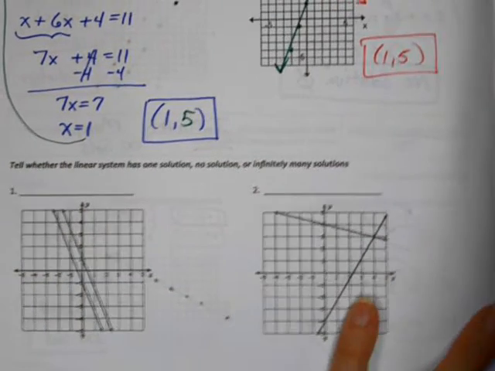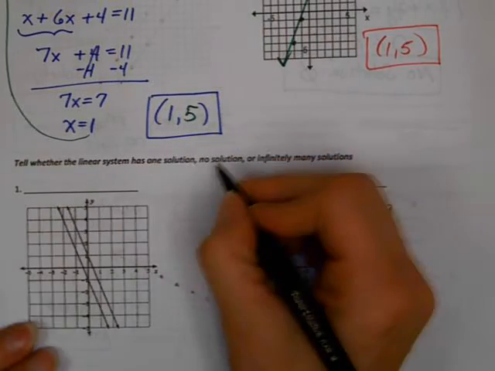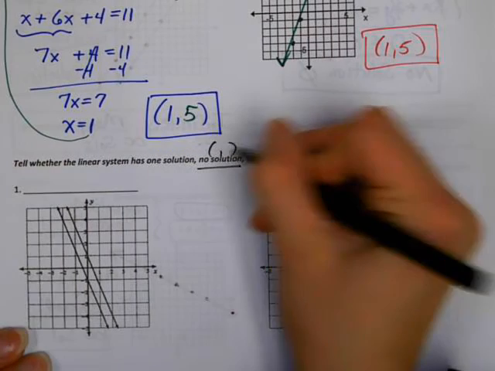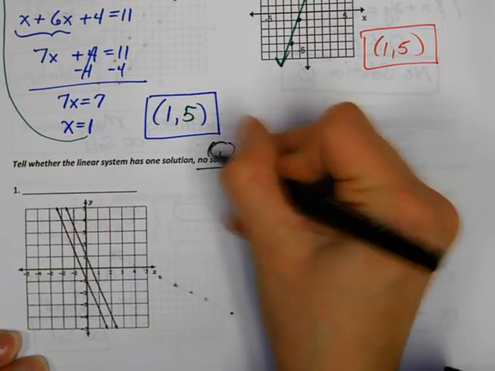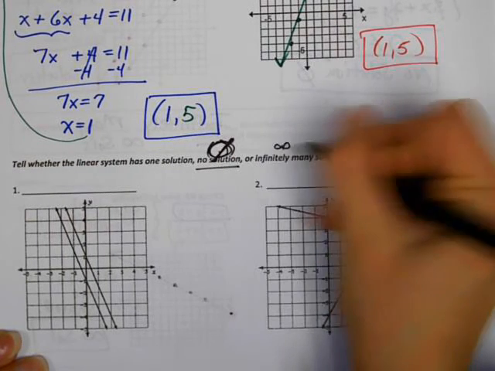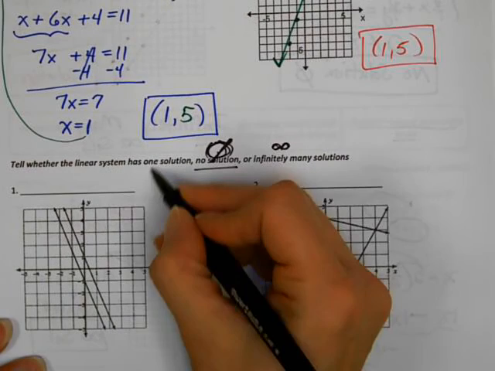Okay, here are some graphs. All we have to do is tell whether it has one solution, no solution, or many. One solution means it has a point. For no solution, I'll write this symbol. For infinitely many, I'll write the infinity symbol. And for one solution, I'll just say the point.